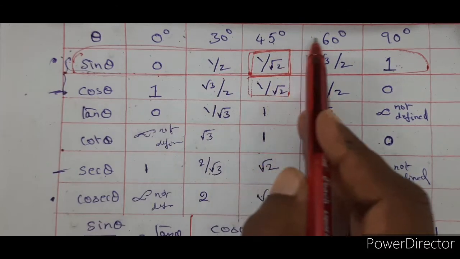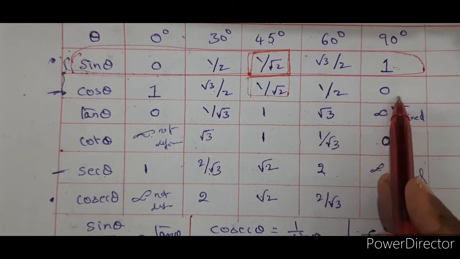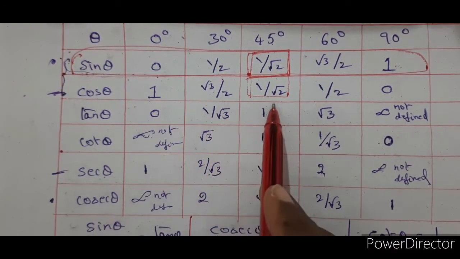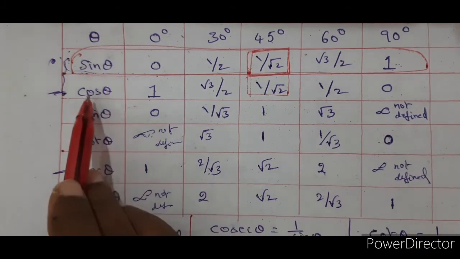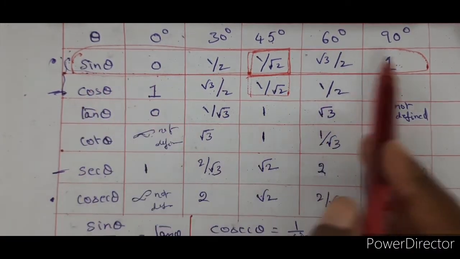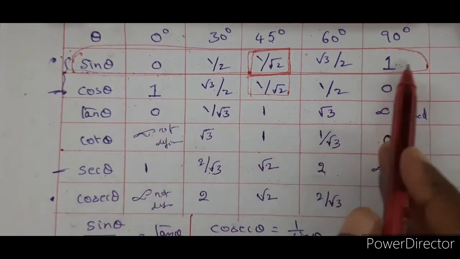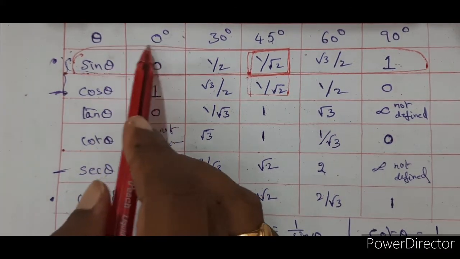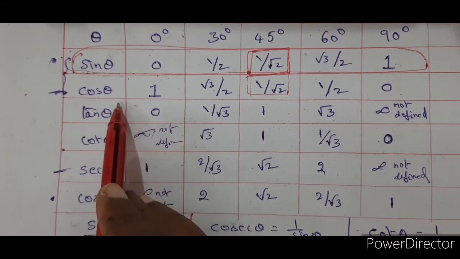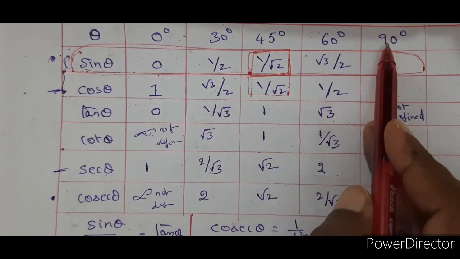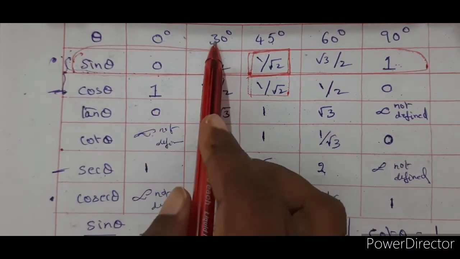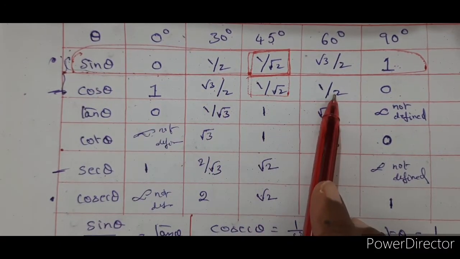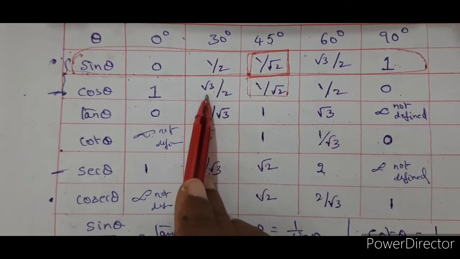See, exactly the other way around. When you write 0, 30, 45, 60, 90 here, this will become right. So you will have the sine 90 value as the cos 0 value, because these two are complementary ratios. 0 plus 90 is 90 degrees, 30 plus 60 is 90 degrees. Sine 30 is 1 by 2, whereas cos 60 is 1 by 2. Sine 60 is root 3 by 2, and cos 30 is root 3 by 2.